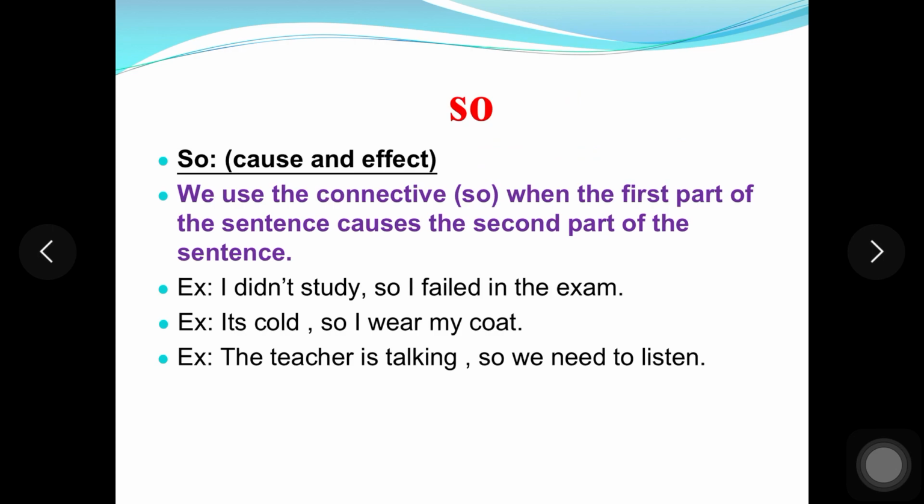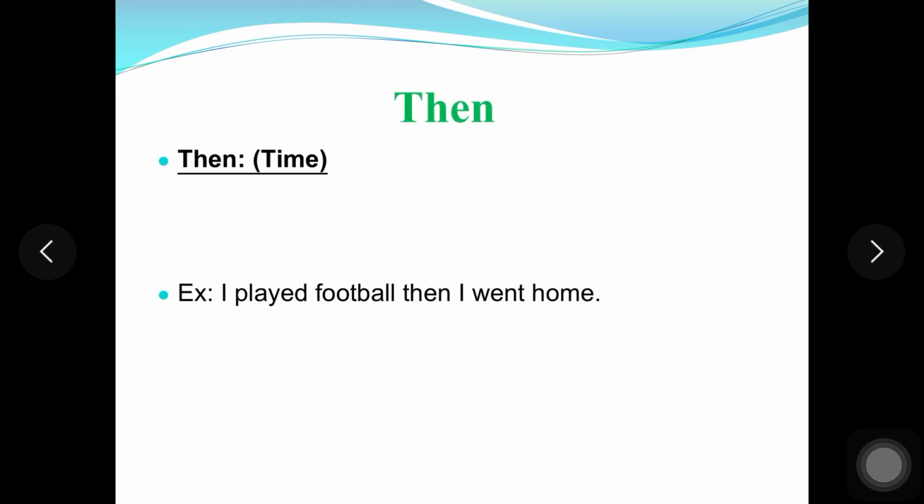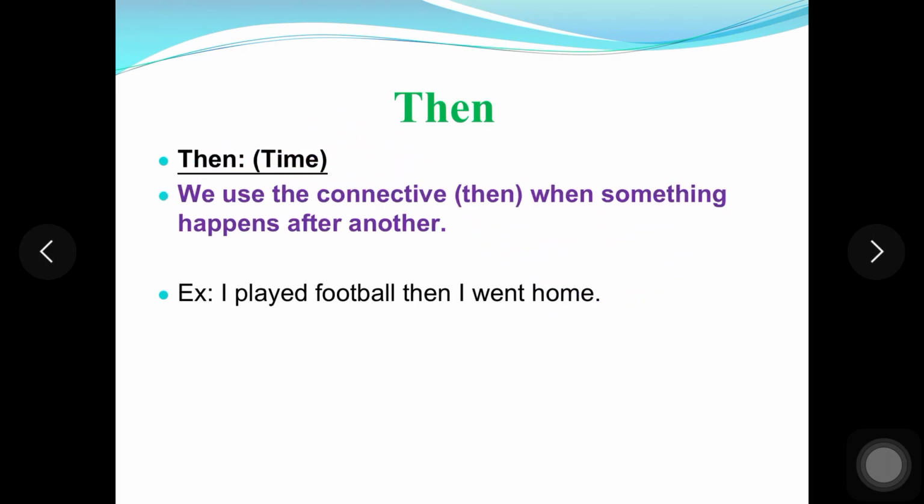Let's see our last connective today, and this is just for reading. I'm not going to make many exercises about it. It's then, and we use then when we write a story or something. Do you remember that we used then to indicate time? So here then is a time connective, and we use the connective then when something happens after something else. I indicate the time, or which one happened before the other one.